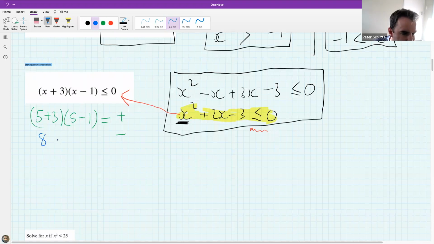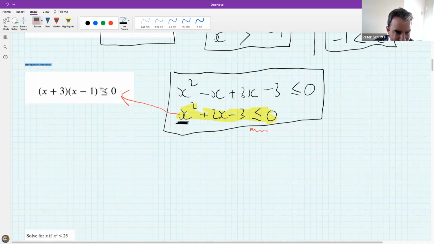So this would be 8 and this would be 4. So is that going to end up being positive or negative? Okay, so it's going to end up being positive. Now, I was just subbing in values there to show you, but what I want to zoom out for a second to do is to say, look, I'm looking for values of x that when you multiply this together, it's less than 0 or it's equal to 0. And I just found that if I put a 5 in there, I end up with a positive. So 5 can't be a solution.